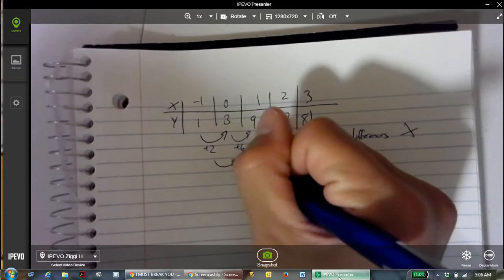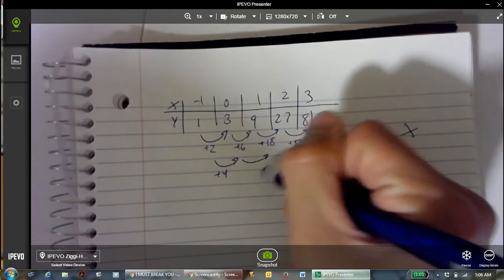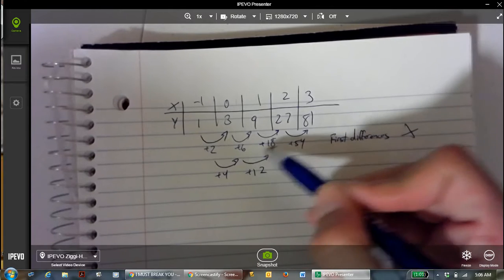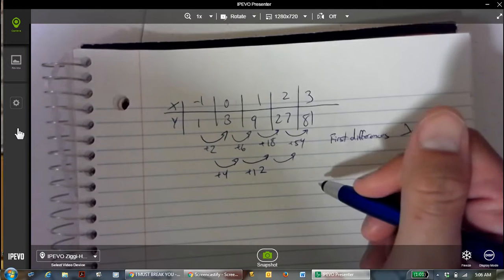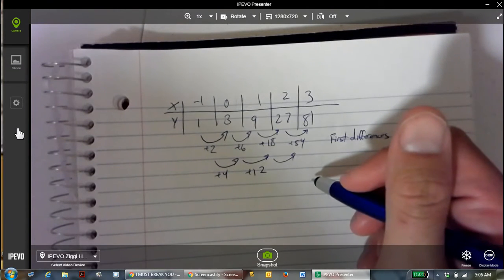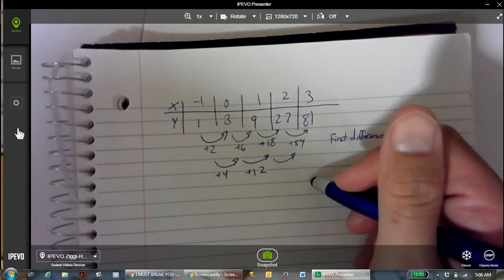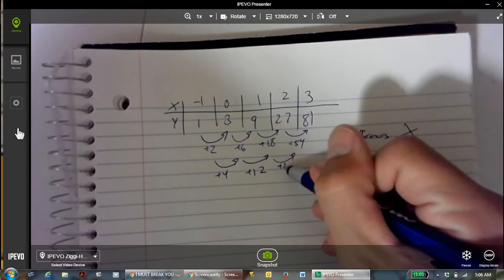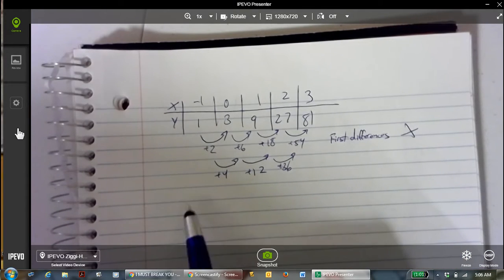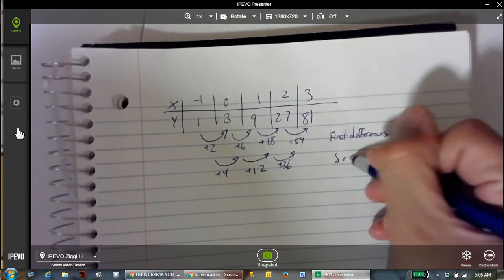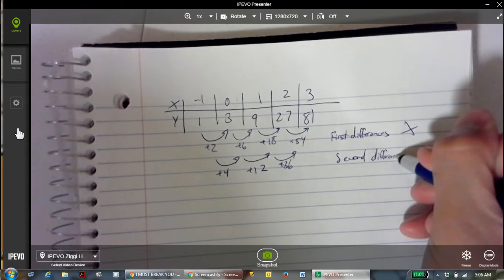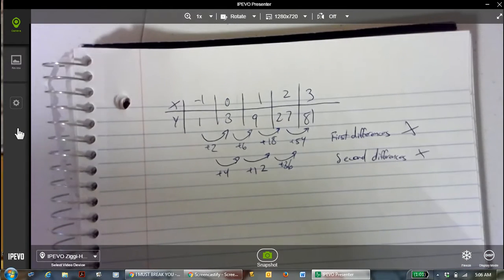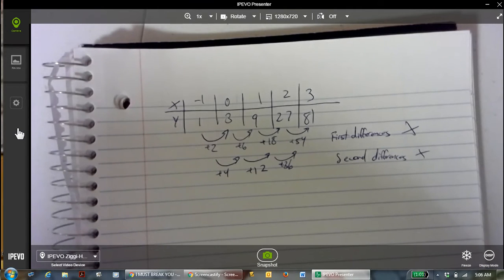How about the second differences? You had to add 4. Then you had to add 12 to get from 6 to 18. And then you had to add, let's say, 54 minus 18. I don't know if I could do that in my head. I believe that's 36. Regardless, that doesn't quite work either. So now we know that this isn't a quadratic either. The second differences test does not pass. But let's try something else.